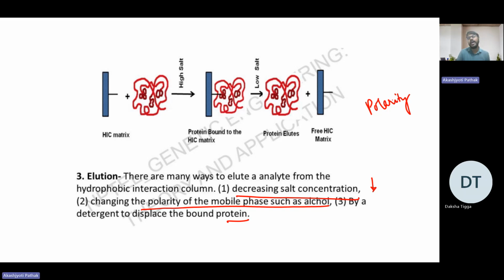If you increase the polarity of the buffer, then what will happen? The most hydrophobic protein will get eluted at low polarity, and the least hydrophobic protein will get eluted at higher polarity. The other option is that you can also use a detergent.